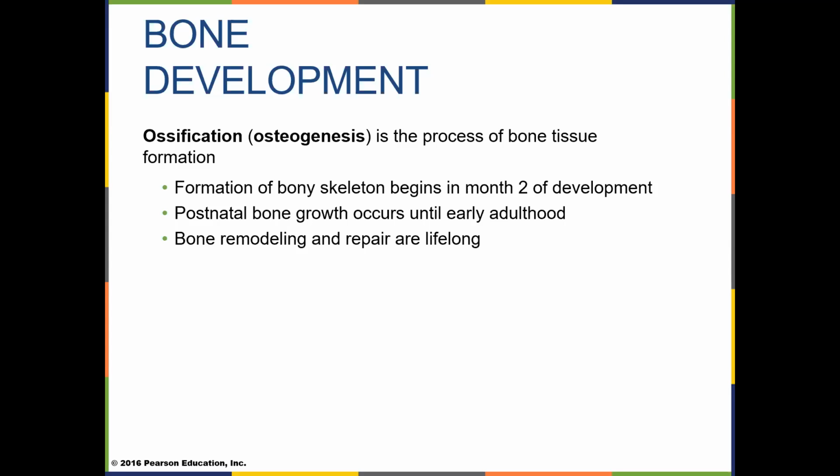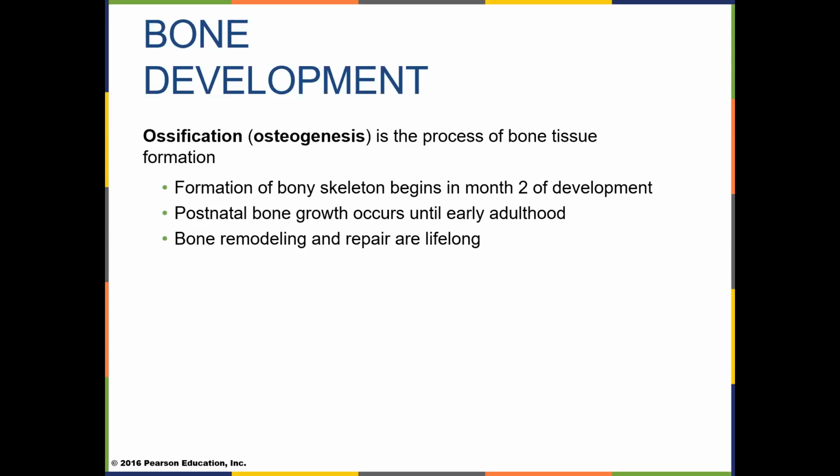Then we continue to remodel on a constant basis. We tear down 2 or 3% of our spongy bone every week, and every 3 years or so we've replaced all of our spongy bone, and every 10 years we've replaced all of our compact bone. Plus, our bones will change their shape depending on the stresses that we apply to them.